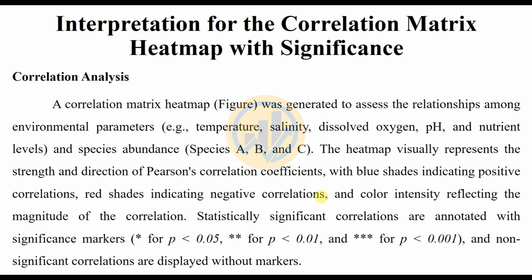Statistically significant correlations are annotated with significance markers: a single star for p less than 0.05, double star for p less than 0.01, and triple star for p less than 0.001, and non-significant correlations are displayed without markers.